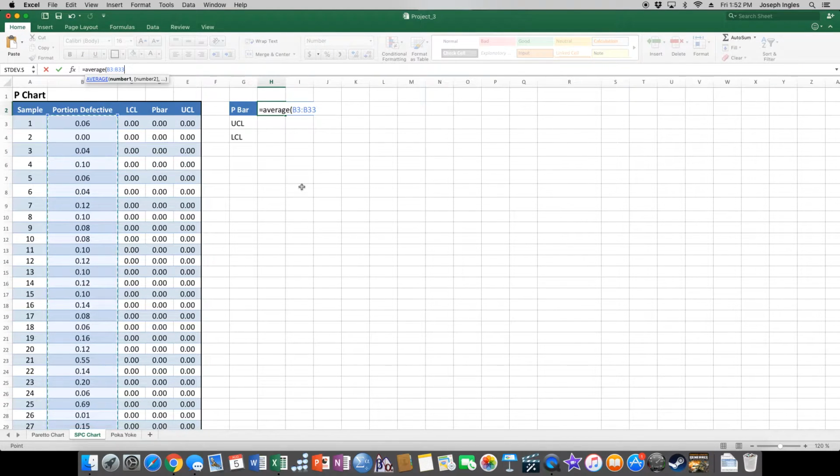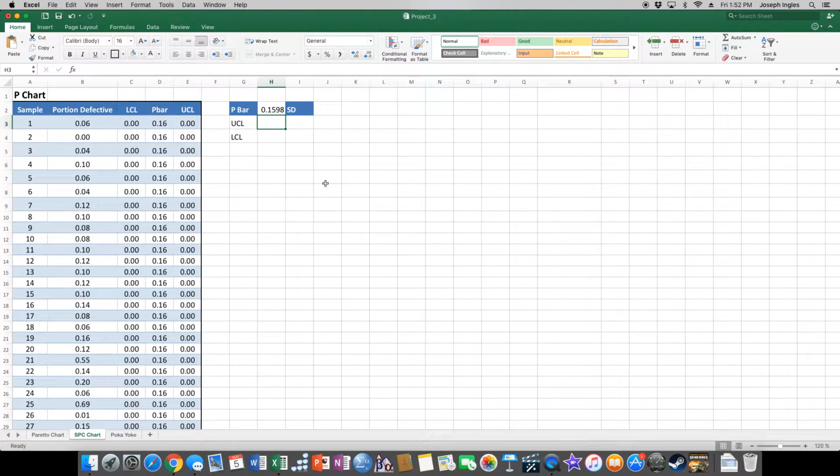We're going to find the average of B3 through B33, and we find out that if we round it to 4 decimals, we get 0.1598.